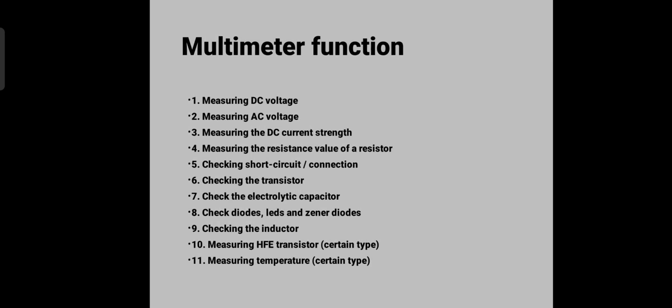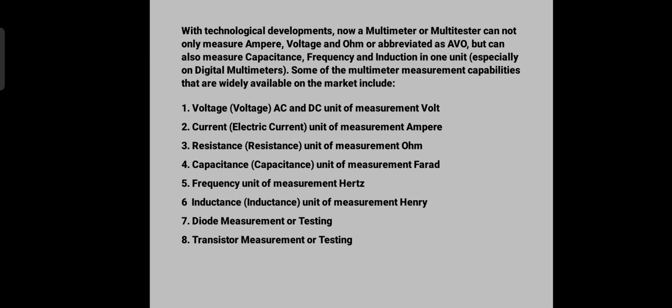9. Checking the inductor. 10. Measuring HFE of a transistor or a certain type. 11. Measuring temperature of a certain type. With technological development, now a multimeter or multitester cannot only measure ampere, voltage, and ohm, or abbreviated as AVO, but can also measure capacitance, frequency, and inductance in one unit, or especially on digital multimeters.